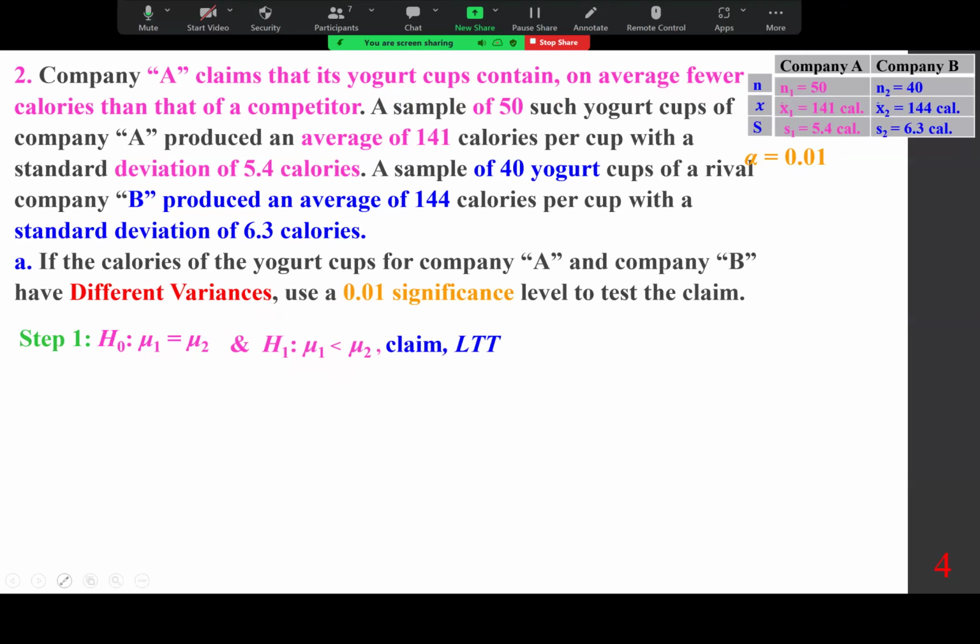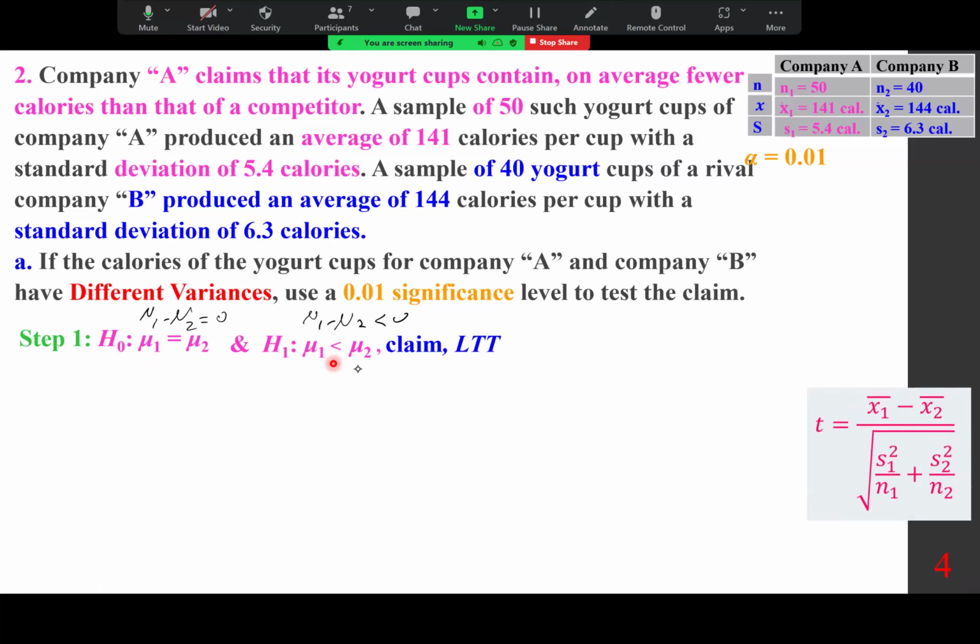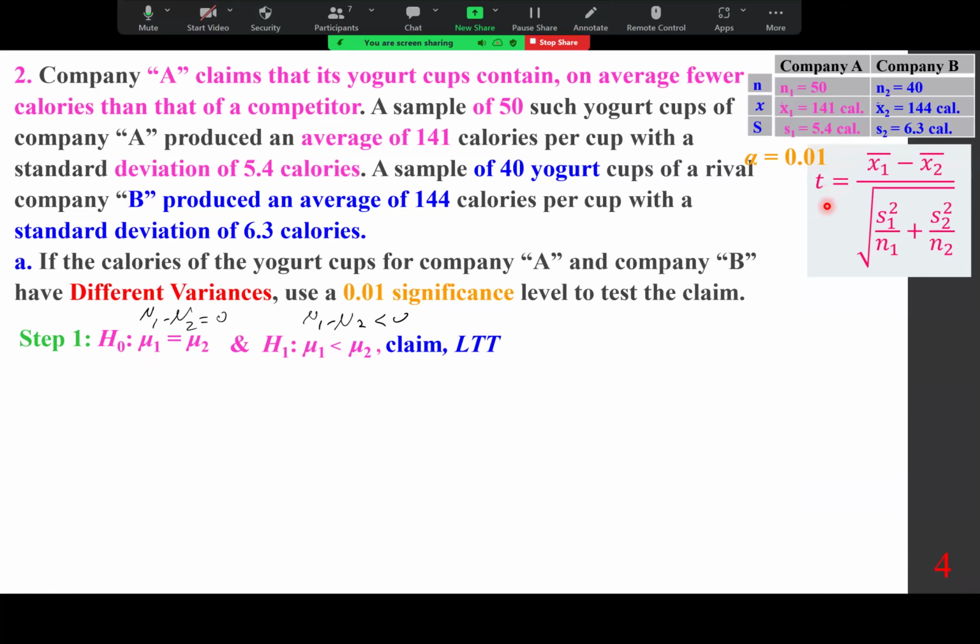By the way, again, this is perfect. One could write mu1 minus mu2 is 0, and mu1 minus mu2 is less than 0. Okay, as long as you're consistent and pay attention to the way they want you to write it for credit. The next step is to calculate the test statistic. Here's the formula for the test statistic, similar to one sample: x1 bar minus x2 bar over the square root of s1 squared over n1 plus s2 squared over n2. And again, you have all the information here, just plug in.